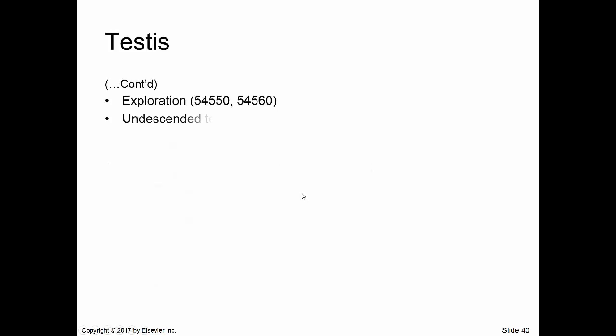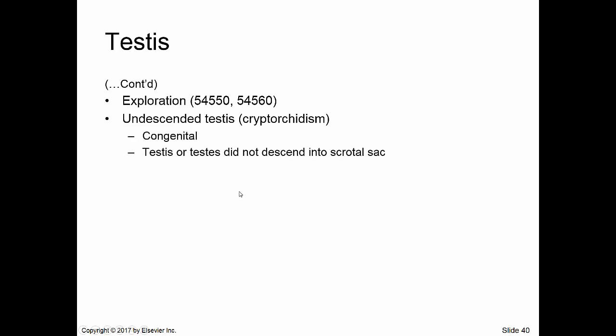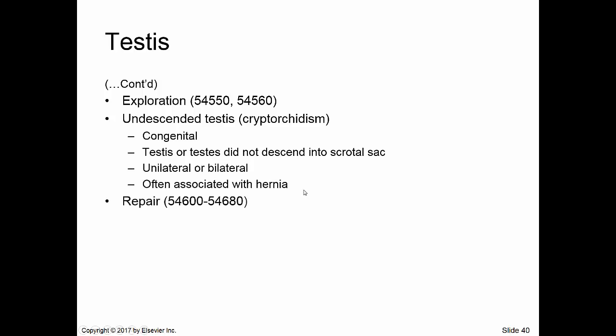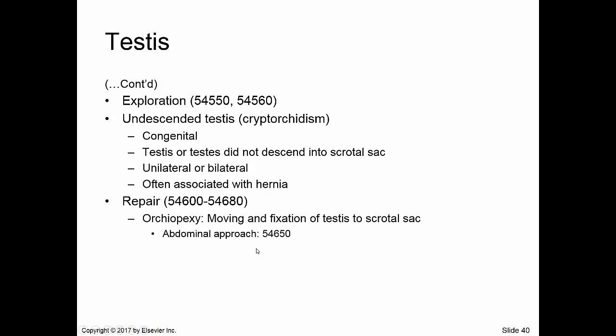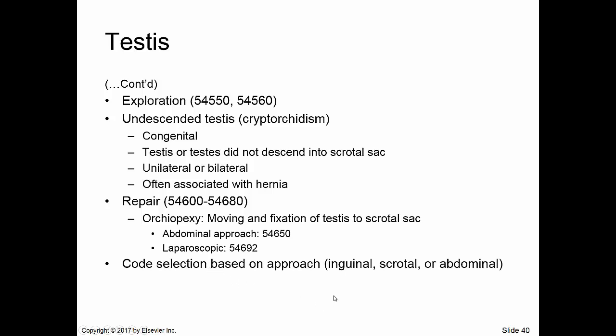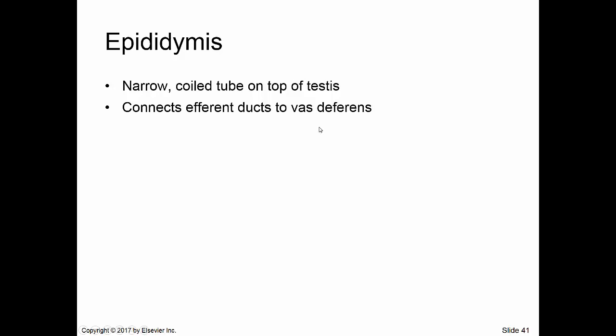And then we have explorations. We have undescended testes. This happens sometimes. It can be congenital. It didn't descend into the scrotal sac. It could be unilateral or bilateral, and it's often associated with a hernia, and that's how they find the hernia. So you're going to go in and repair those. We're going to move and fix those, and we're going to use an abdominal approach or a laparoscopic approach. So the code selection, of course, is based on that approach. You want to check those edits for your bundled procedures, and your office will have a cheat sheet that will tell you that.